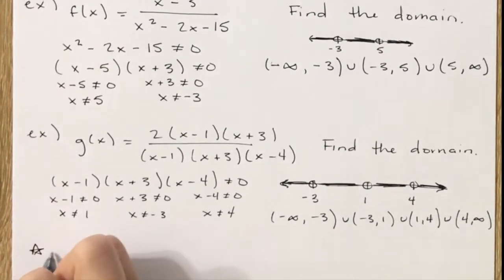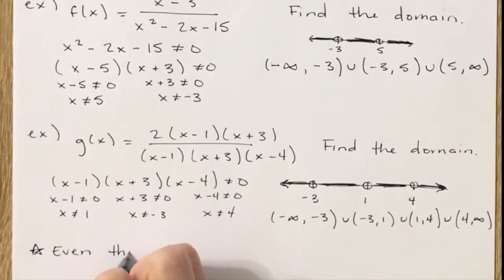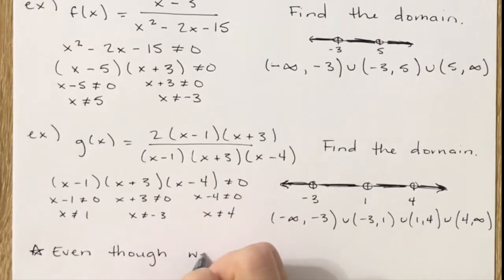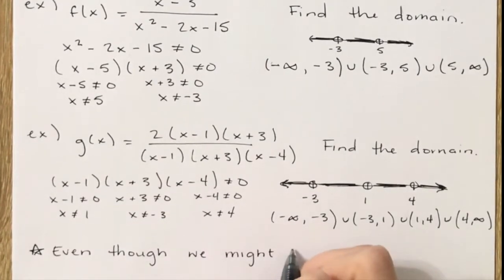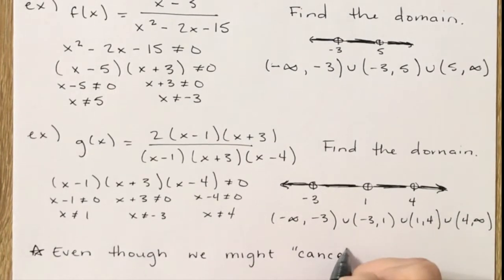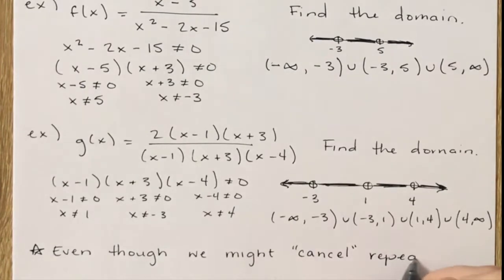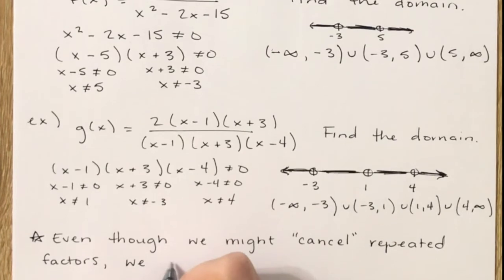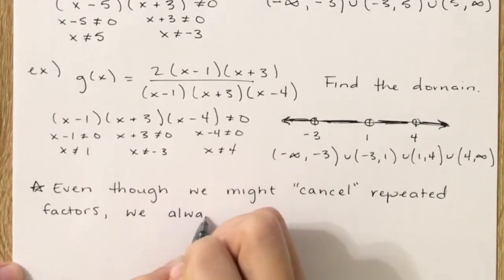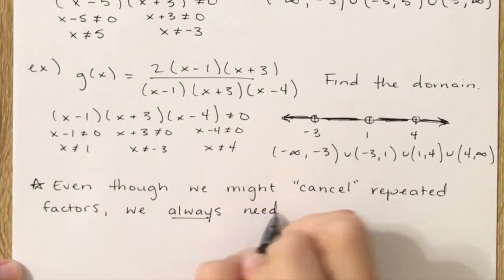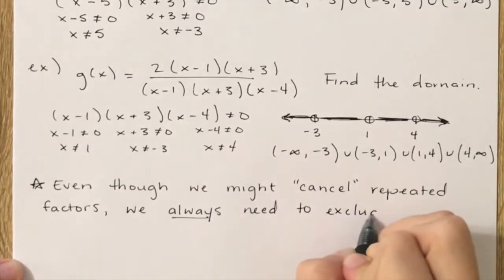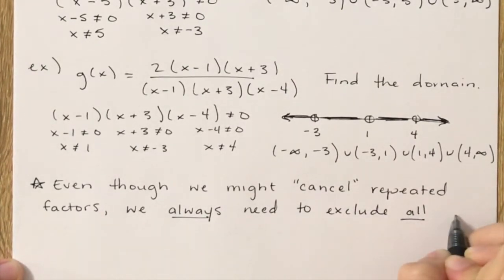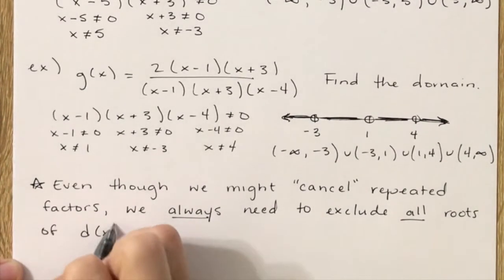So even though we might cancel repeated factors, we always need to exclude all roots of d of x, right? And what is d of x?